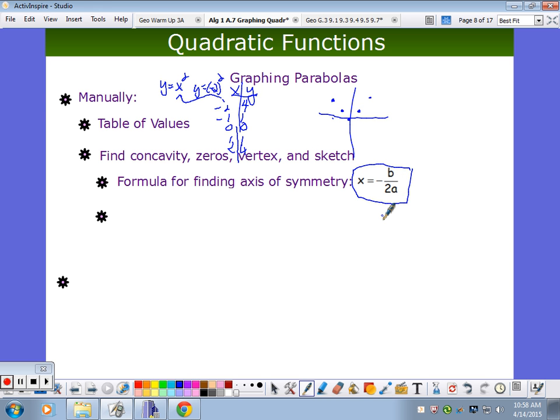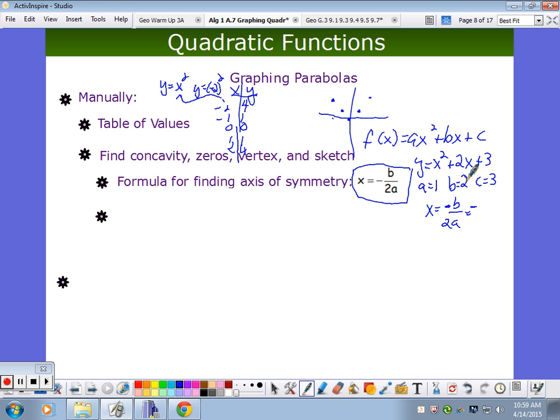What's b and a? What are we talking about? ax squared plus bx plus c. Yes, so it's talking about b's and a's. So if you have a function, y equals x squared plus 2x plus 3, what's the axis of symmetry? Well, let's see. What's a? 1. What's b? 2. And what's c? So x equals negative b over 2a.